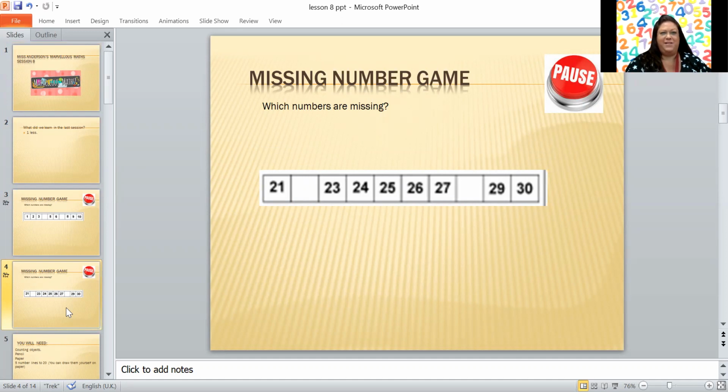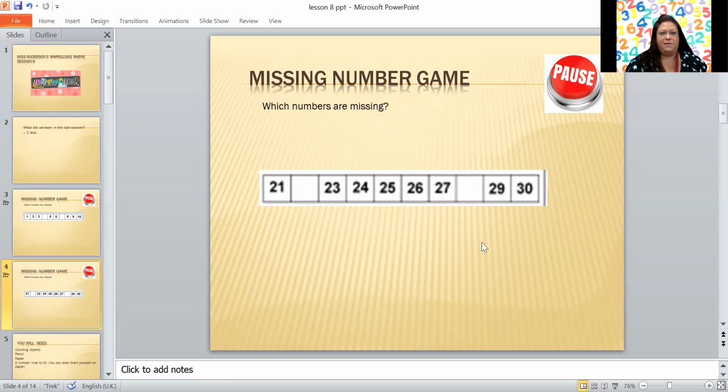Hello, welcome back. So did you figure it out? So we've got the number 21. Then what should be there? A 2 and a 2, 22. Well done. We've got 23, 24, 25, 26, 27. What's there? Should be a 28, shouldn't it? Well done. 29 and 30.